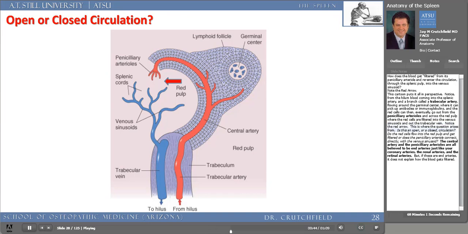Do the red cells flow into the red pulp and get filtered, or does the penicillary arteriole connect directly with the venous sinusoid? I will mention that the central artery and the penicillary arterioles are all believed to be end arteries, just like what you have in your coronary arteries, the kidneys, and also your retina. But if these are end arteries, it doesn't explain how the blood gets filtered.